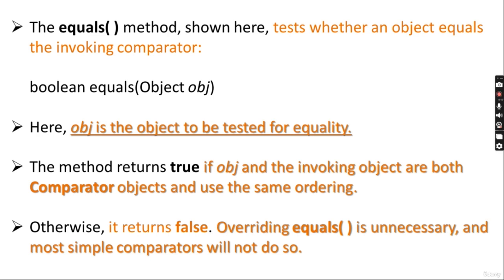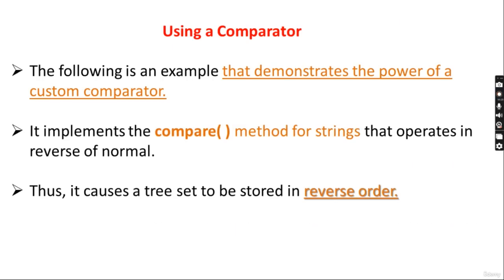The method equals will return true if both are equal and both use the same ordering. Otherwise, it will return false. If it is not equal, it will return false. And generally, equals is not overridden.